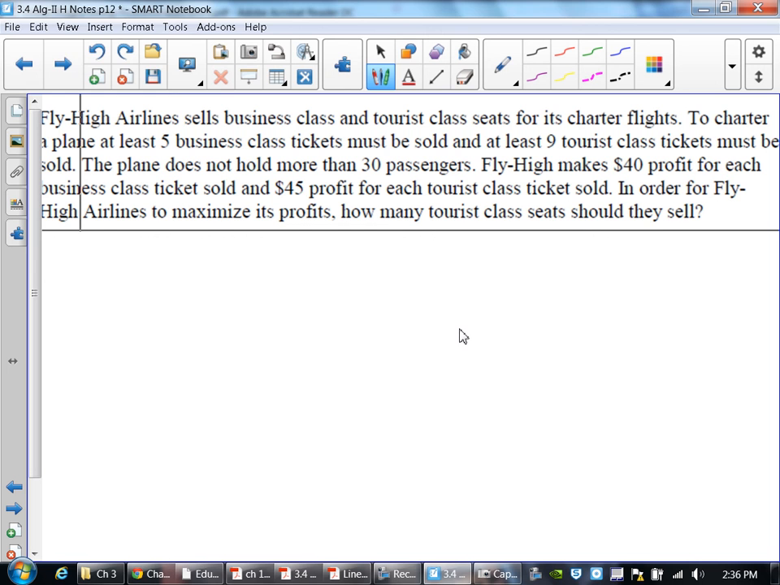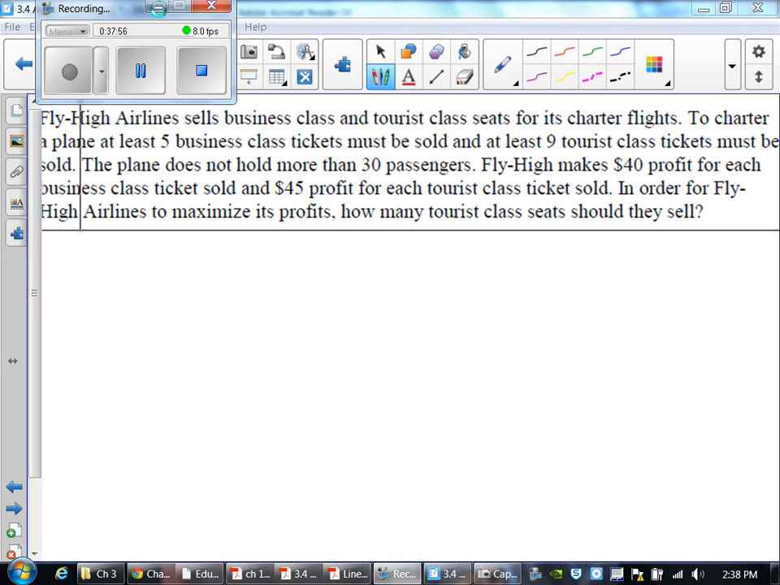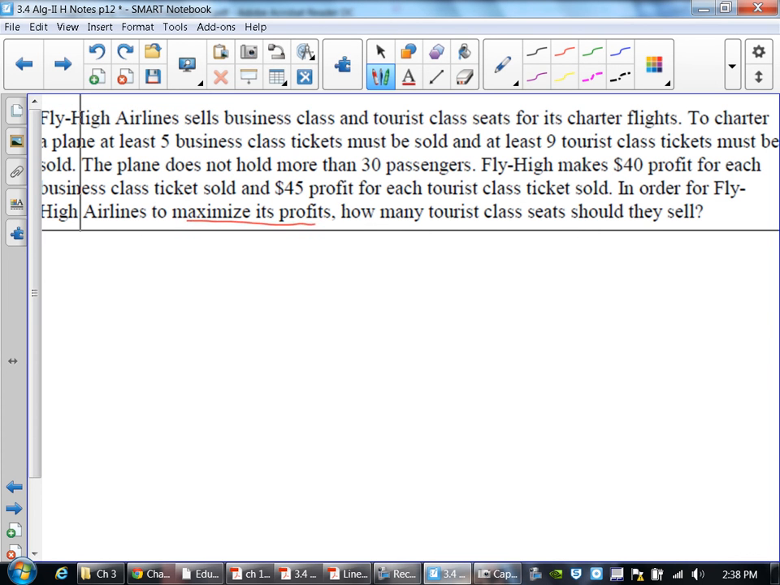Identifying what you're trying to solve for. Profits. Max profits. How many tourist seats did you sell? So there's actually 2 parts to the final answer. You want to maximize your profits, but they're asking you not about what your profit should be, but how many seats of the tourist should you sell. So depending on how you set it up, your ordered pair might be either way.